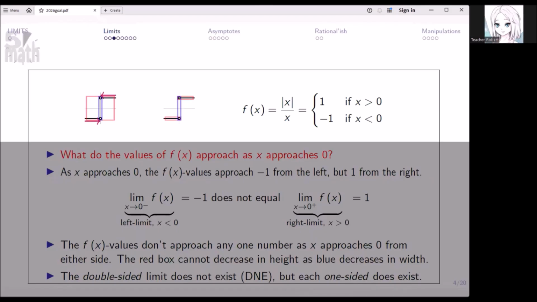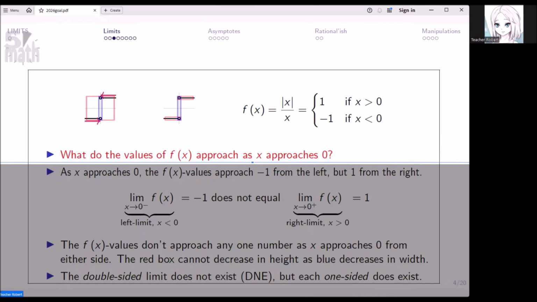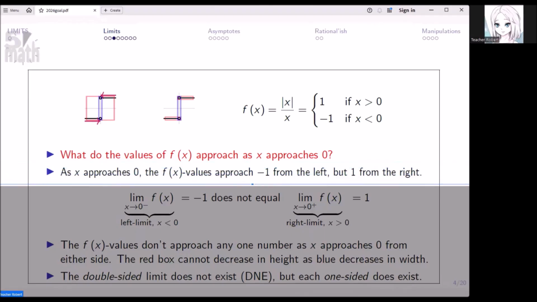F of x equals absolute value x over x, which equals this. What do the values of f of x approach as x approaches 0? As x approaches 0, the f of x values approach minus 1 from the left, but 1 from the right.